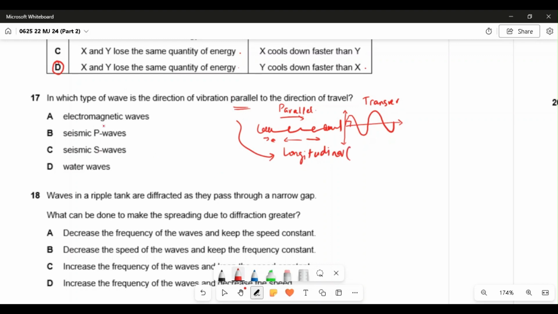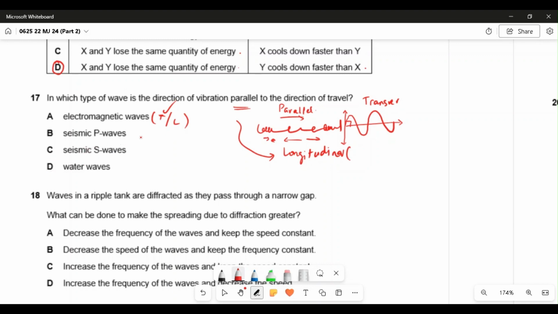So here, electromagnetic waves can be transverse and longitudinal both, because these are waves that do not require a medium but they can travel, and most of the time if you talk about light waves, these are transverse waves.